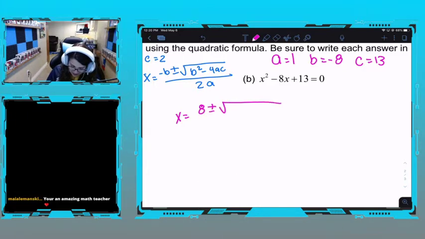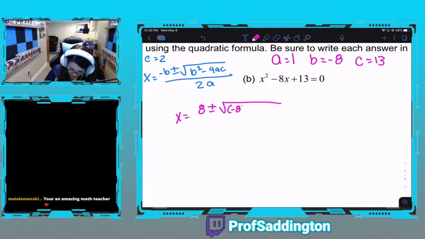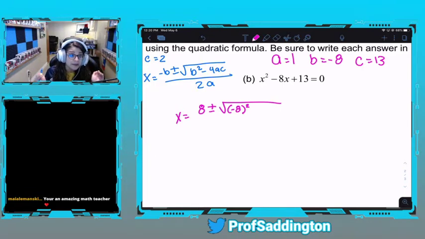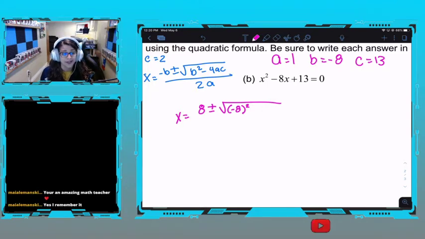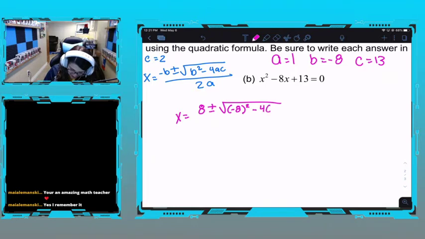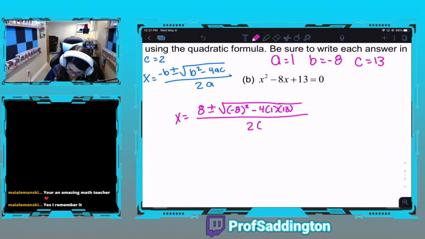Plus or minus. Now this is where you want that b squared to be in parentheses, because negative 8 in parentheses squared is going to be positive 64, whereas if there were no parentheses, it would be negative 64. Yay, I'm glad you remember it. Good, good, good. Minus 4 times a times c all over 2 times 1.